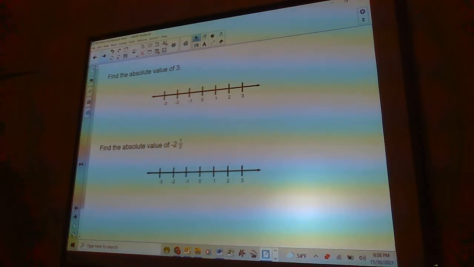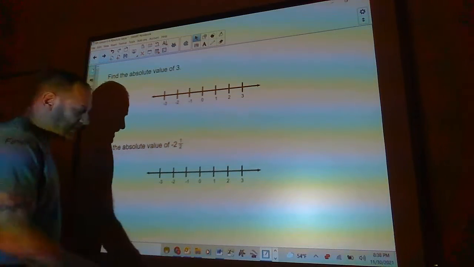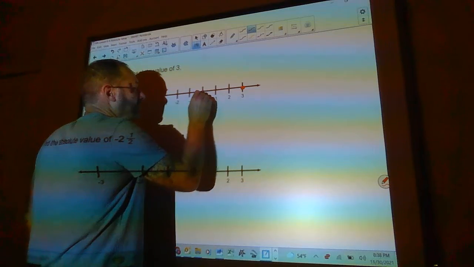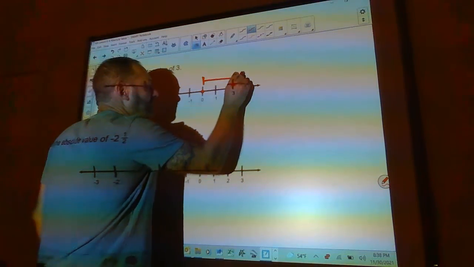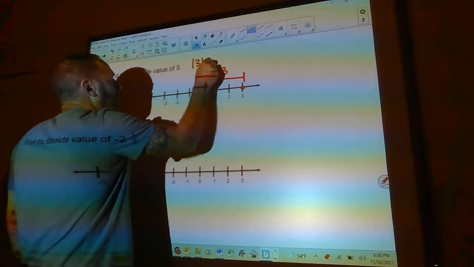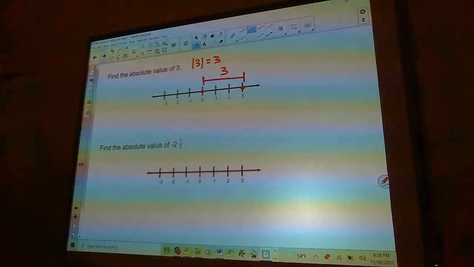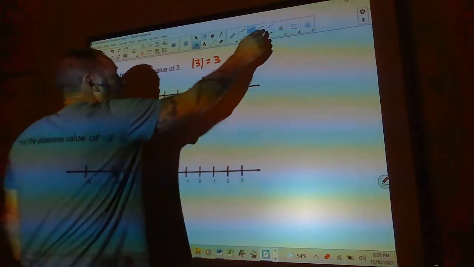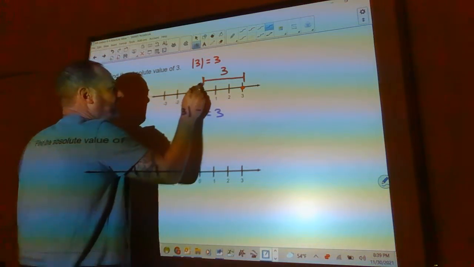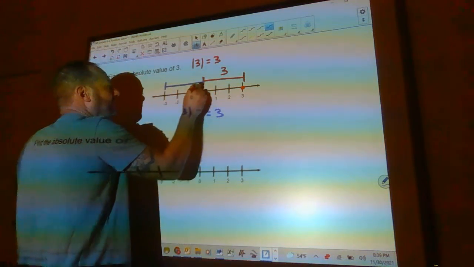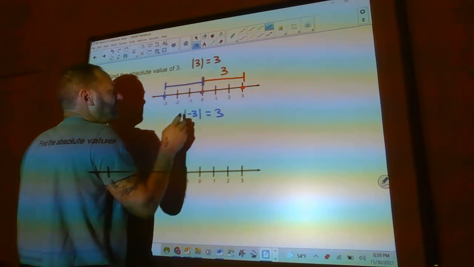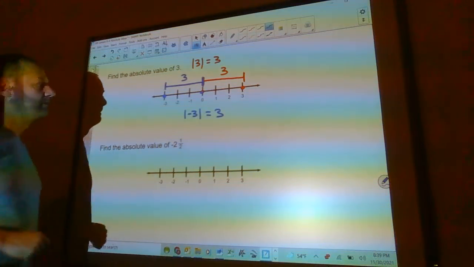Find the absolute value of 3. Well, the absolute value of 3 is located right here. Here's 0. The distance between 0 and 3 is 3. So the absolute value of 3 is 3. It is also true that the absolute value of negative 3 is 3, because here's negative 3 right here. The distance between negative 3 and 0 is 3.